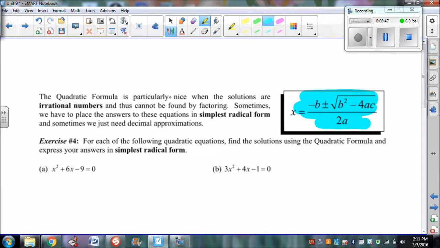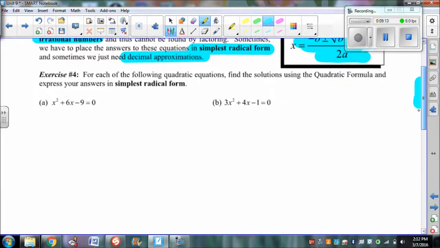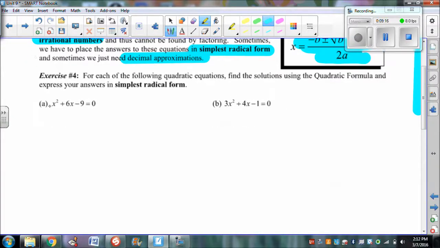It says the quadratic formula is particularly nice when solutions are irrational, okay? Just like completing the square is. Thus meaning you can't factor it. Factoring is going to be your go-to method if you can factor something, okay? It's going to get you to the answer the quickest. Sometimes we have to place answers to these questions in simplest radical form, and sometimes we need to come up with decimal approximations, meaning use your calculator, okay? I'm going to have you do A. We're going to do B together.